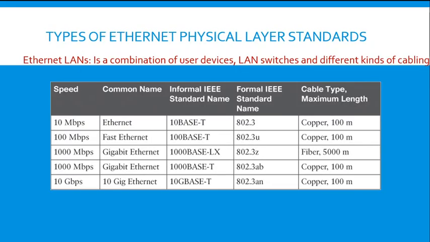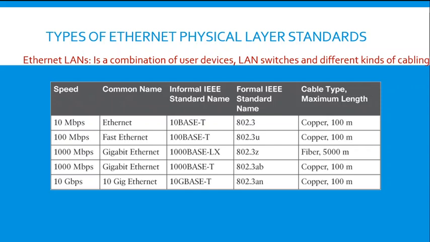We have different types of Ethernet physical layer standards. It is a combination of user devices, LAN switches, and different kinds of cabling. We have speeds that vary from 10 megabits per second to 10 gigabits per second. And there is also a common name called Ethernet.